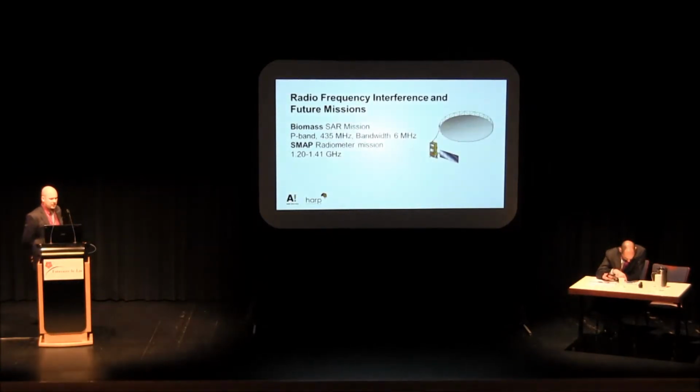There are more missions coming. Just a few names: the Biomass mission, which is an Earth Explorer mission, again from the European Space Agency. It has a radar, but this radar has a very low frequency for a radar, half a gigahertz, and a bandwidth which is only 6 megahertz. There is a serious concern that this bandwidth is also corrupted with radio frequency interference. There is the SMAP mission, launching very soon, working in the 1.2 and 1.4 gigahertz area. And also here it is unknown how much radio frequency interference we have in these areas.